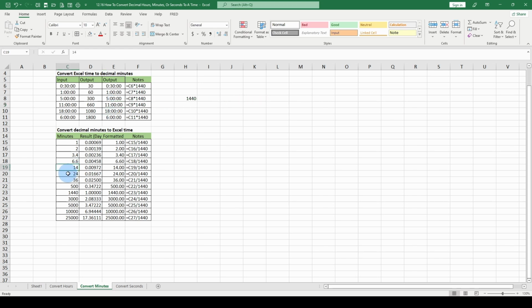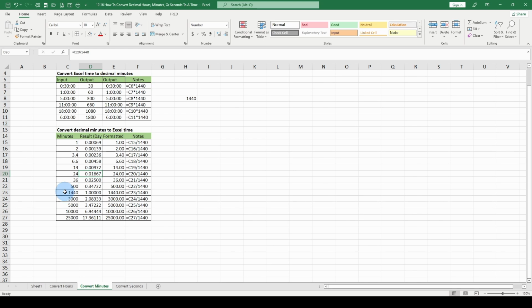Here's just a reverse. We have minutes, and we want to convert those into decimal minutes. Think of 24 hours in a day. Convert decimal minutes to Excel time. What we want to find is what percentage in minutes is it as of the 24 hours.